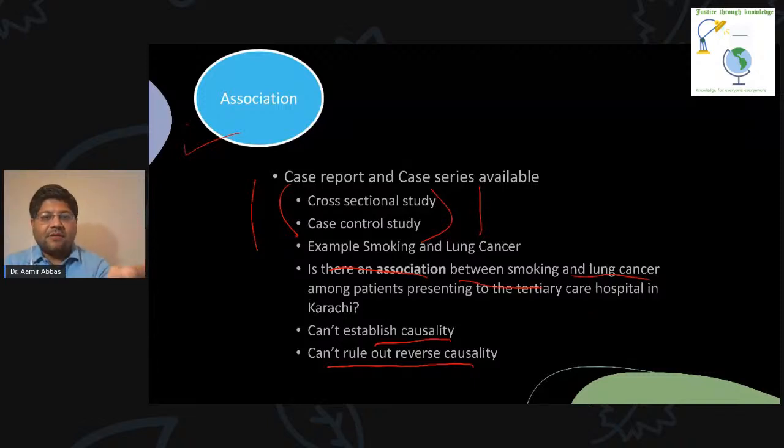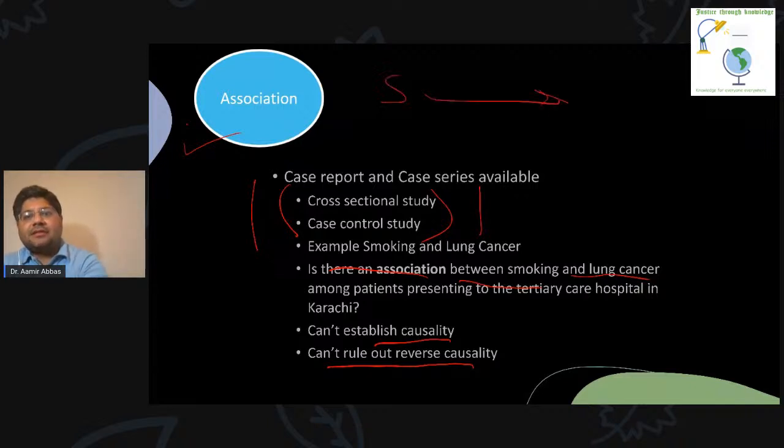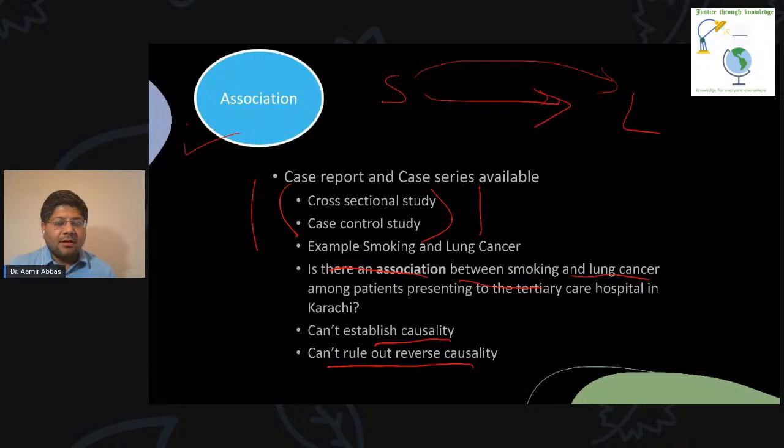For example, if I'm saying that this S is smoking, and let's say this is lung cancer, right? And I want to check the association between smoking and lung cancer. But I'm trying to imply over here that smoking leads to lung cancer, that the relationship is this, right? But if we established association, then that is one of the possibilities.